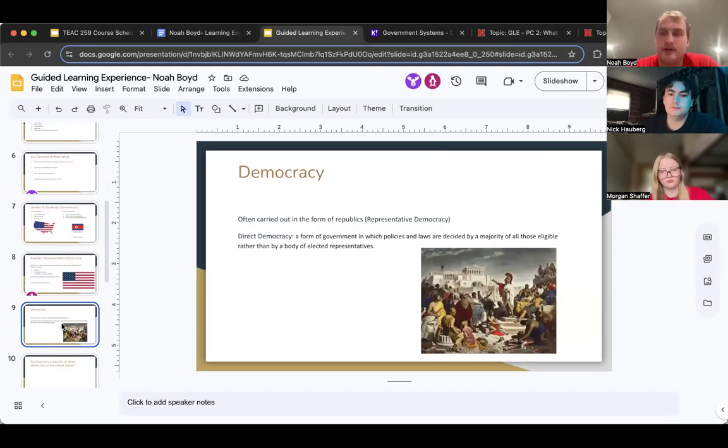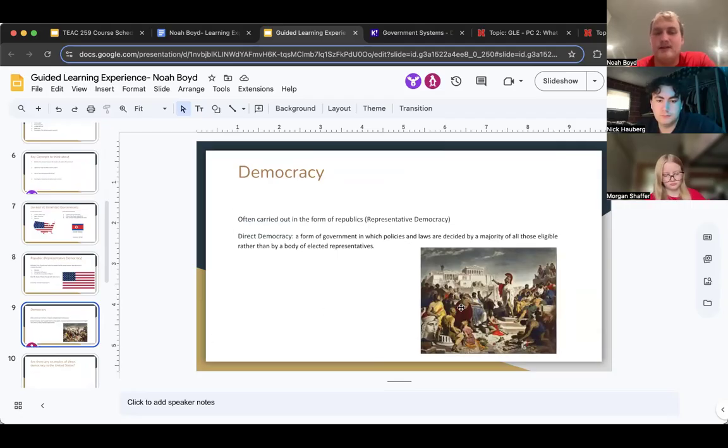And then moving on, building on is the democracy. So we never really see direct democracy, or we don't see it as much. So it's often carried out in the forms of a republic. But an example of a direct democracy would be a form of government in which policies and laws are decided by a majority of all those eligible rather than a body of elected representatives.